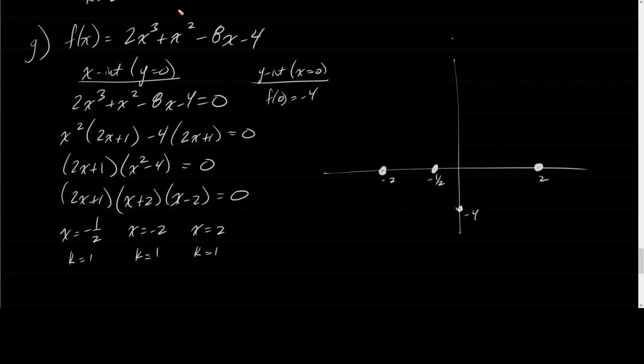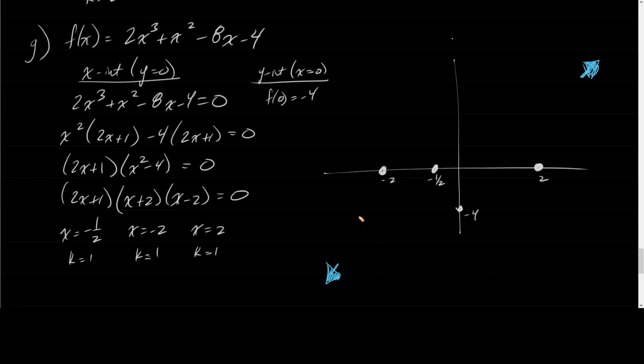So now, using the leading coefficient test, I see that I have a 3rd degree polynomial and a positive leading coefficient. So that means that I have an odd degree polynomial with a positive leading coefficient, which starts at the bottom left and ends at the top right.